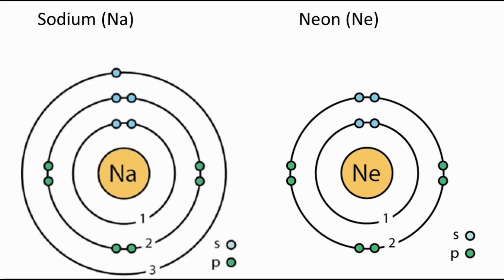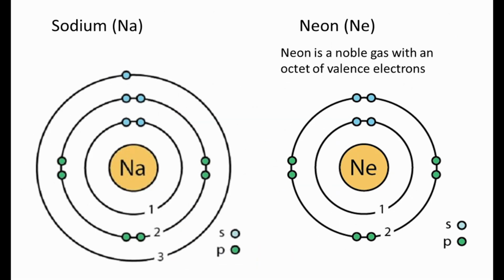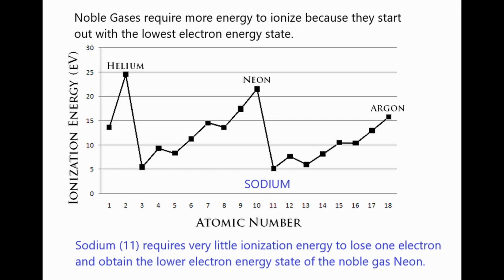If it can lose that one valence electron, it would have the same valence electron structure as the noble gas neon. Neon has an octet of valence electrons in its second energy level. Sodium will readily lose that third energy level valence electron to obtain the same valence electron structure as neon. For sodium, the valence structure of neon is a lower energy state than if it hung on to that one electron in its third energy level.